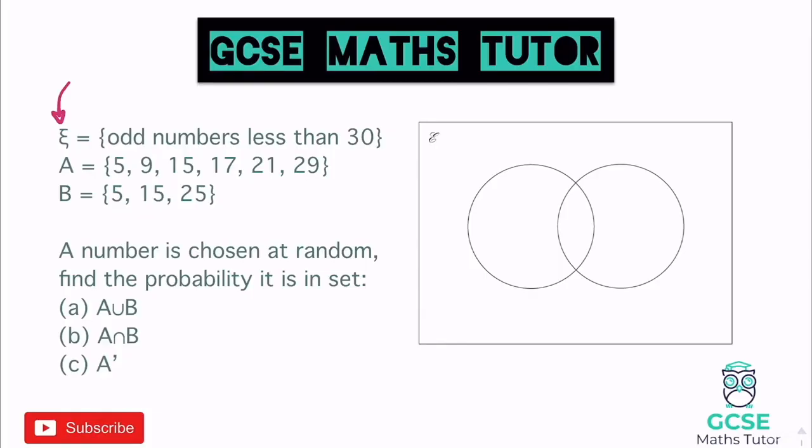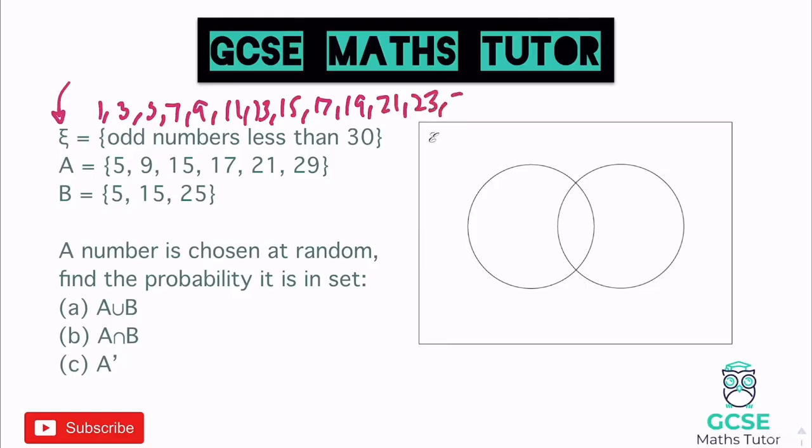So it might just give you the list of numbers. If it doesn't, it's probably best just to write them all out. And there's quite a lot of odd numbers between 1 and 30, less than 30. So I'm not going to write them all out, but you could just go ahead and write them all out. 1, 3, in fact, let's just write them out. 1, 3, 5, 7, 9, 11, 13, 15, 17, 19, 21, and the rest.